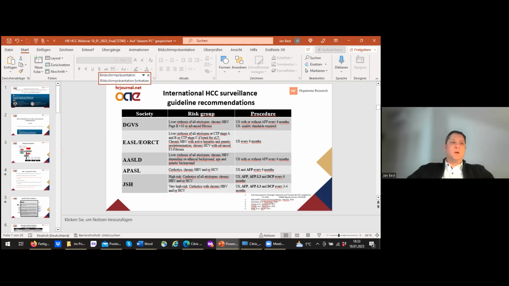And then we have the Japanese guidelines, and those are very different from all other international guidelines because they recommend not only ultrasound, but they also recommend AFP in combination with AFP-L3 and DCP biannually. And then they even have a very high risk stratification group with cirrhotics that have chronic hepatitis B or C. And in those patients, even surveillance every 3 to 4 months is recommended.